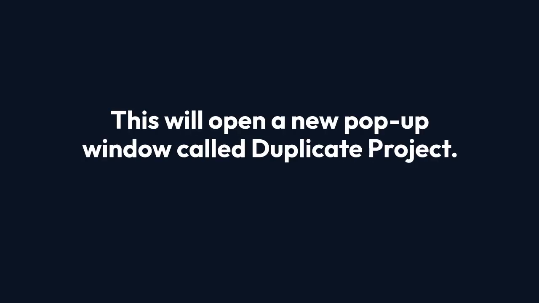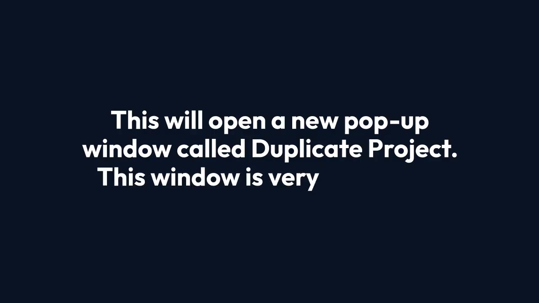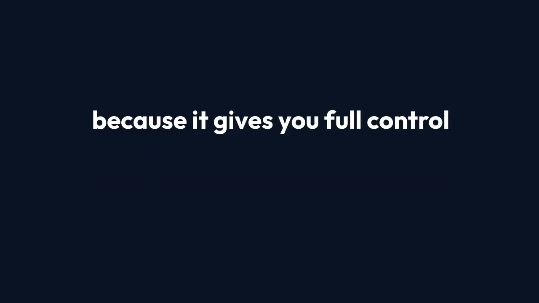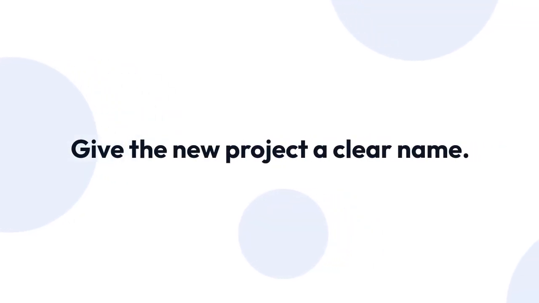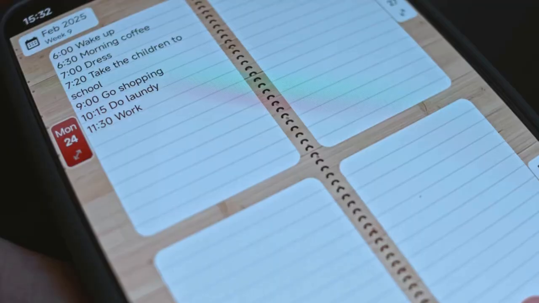This will open a new pop-up window called Duplicate Project. This window is very important because it gives you full control over what gets copied. You can give your new project a different name right at the top. It's a good idea to name it something clear. Below the name, you will see a list of checkboxes under the Keep section. This lets you choose exactly which elements to bring over to the new project.